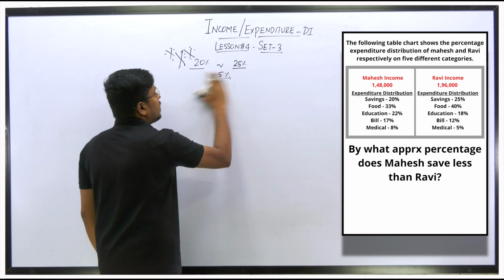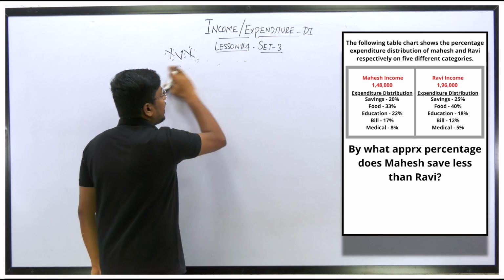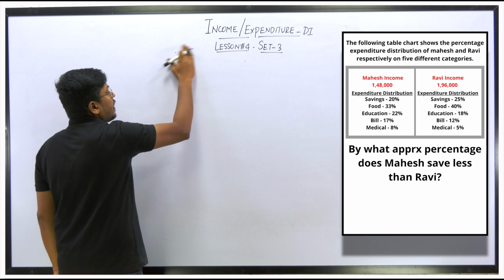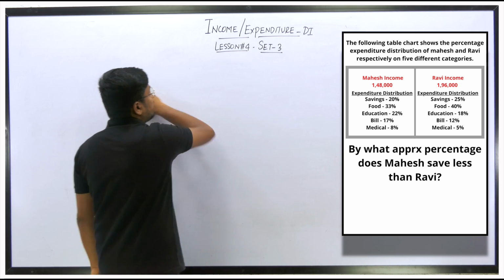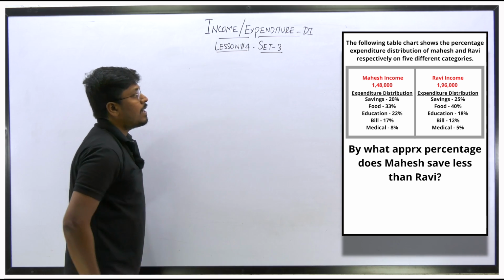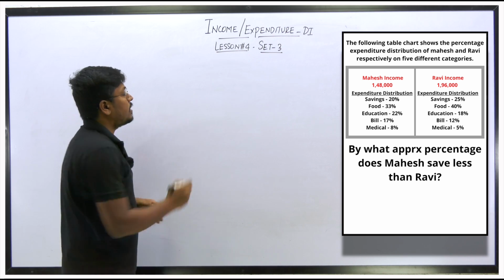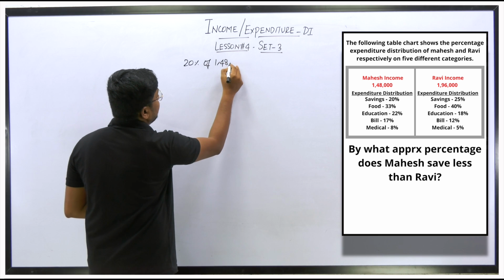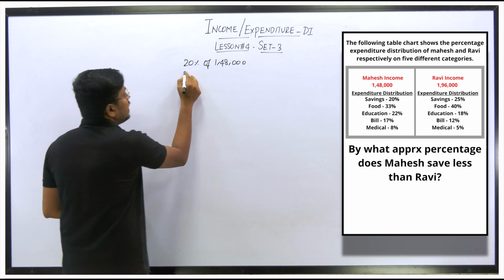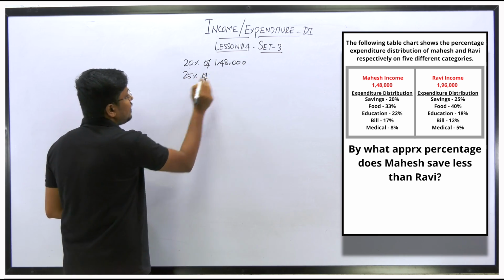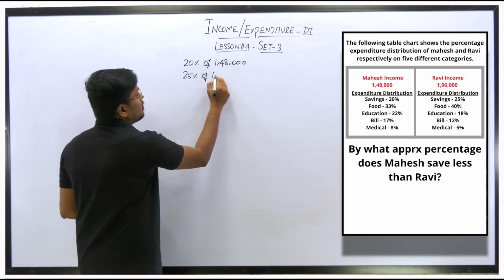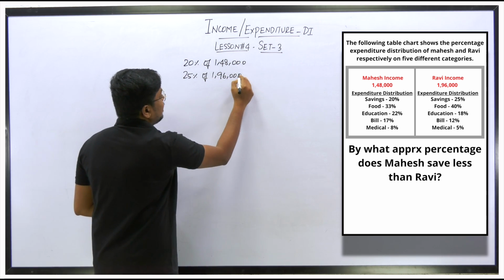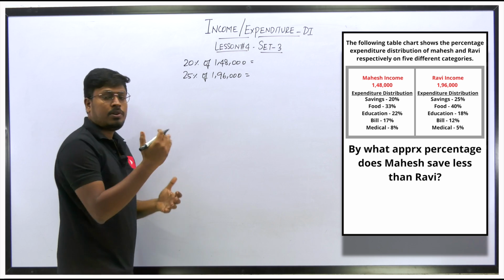Understood or not, right? So kindly don't do it like this. It is a wrong way of calculation. Our target is to find the savings of the person Mahesh. Mahesh's savings is 20% of the salary, which is 1,48,000. Similarly, Ravi's savings is 25%, of 1,96,000. So first let me find the savings amount of both the persons.